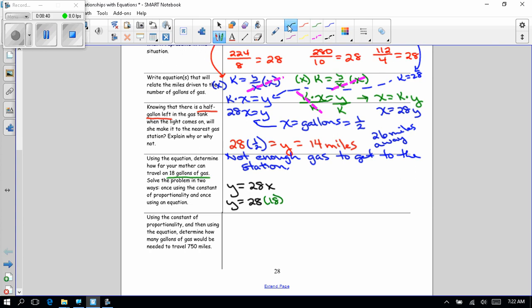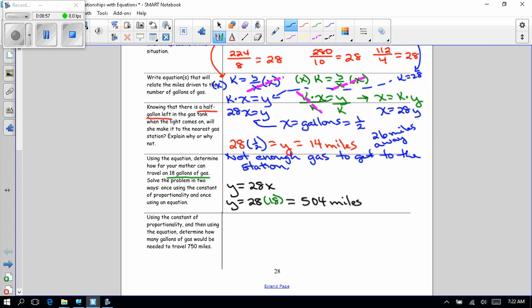So I grab my handy dandy calculator. I type in 28 times 18 and I get 504 miles. That's a pretty good trip. Probably wouldn't have to get gas for quite a while then, huh?